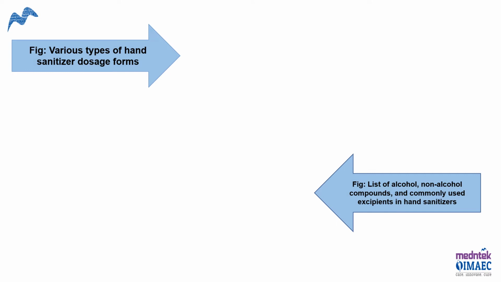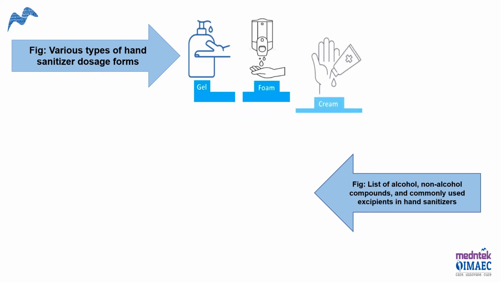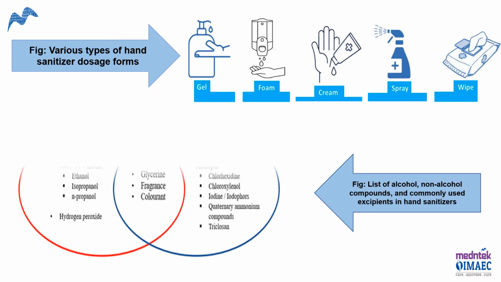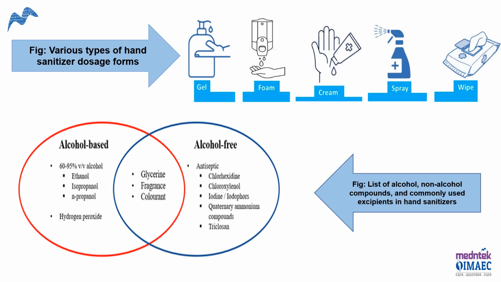Now, how can you reduce these infections? The answer is by the use of various hand rubs or hand sanitizers. You can use any form of hand sanitizer, be it gel, foam, cream, spray or even wipes. There are a lot of compounds used in sanitizers. These compounds are either alcohol based or alcohol free. The ones used in alcohol based are ethanol, isopropanol and N-propanol, whereas in alcohol free you have chlorhexidine solutions, quaternary ammonium compounds and triclosan.